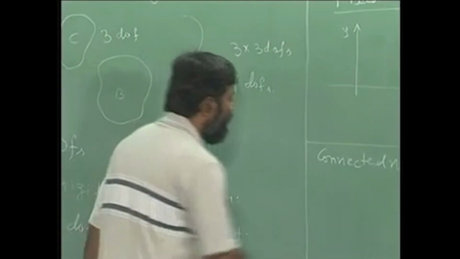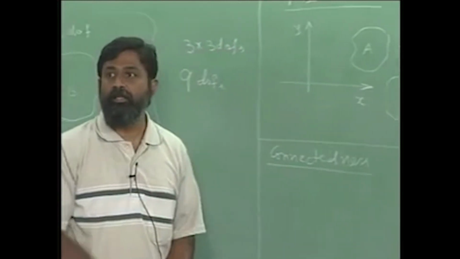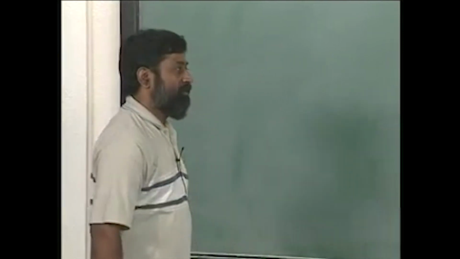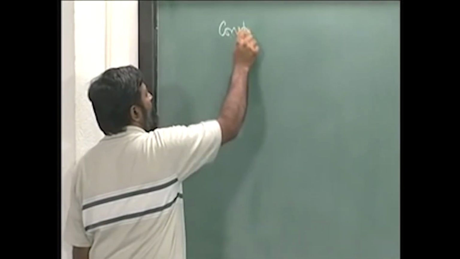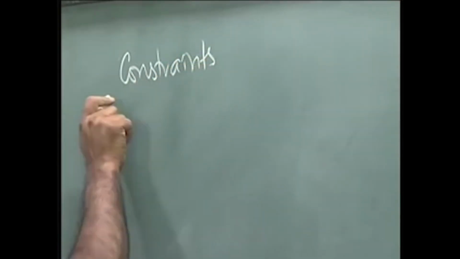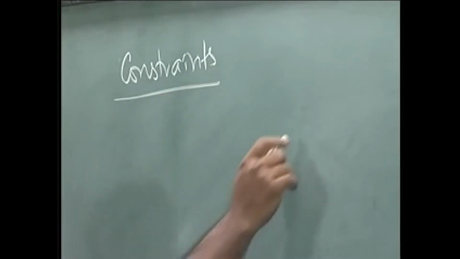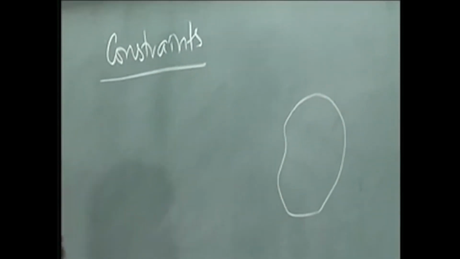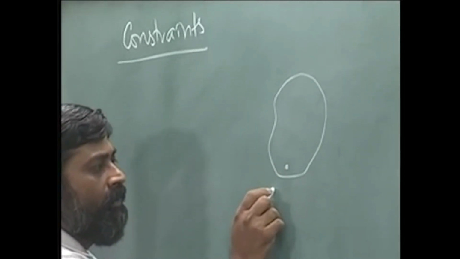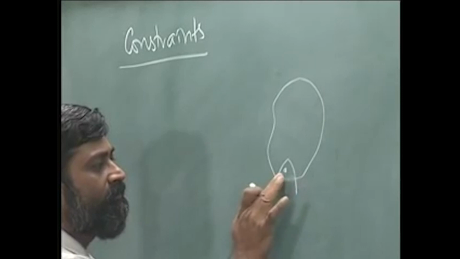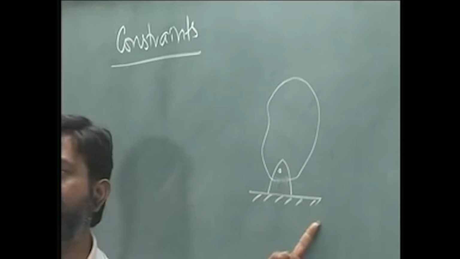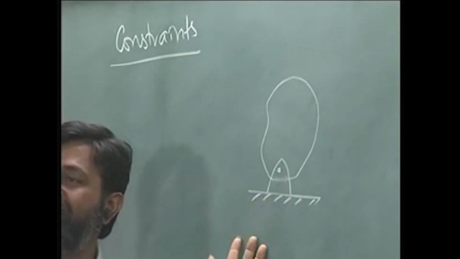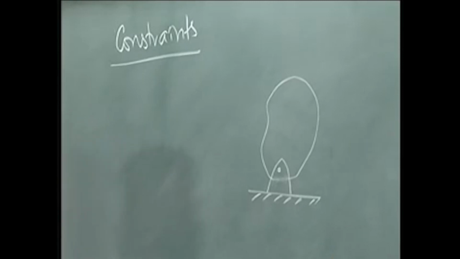Now let us just look at some examples here. In order to show the connectedness, let me call them constraints. Some of the general constraints could be, supposing I have a rigid body like this, I could have some kind of connection like this.